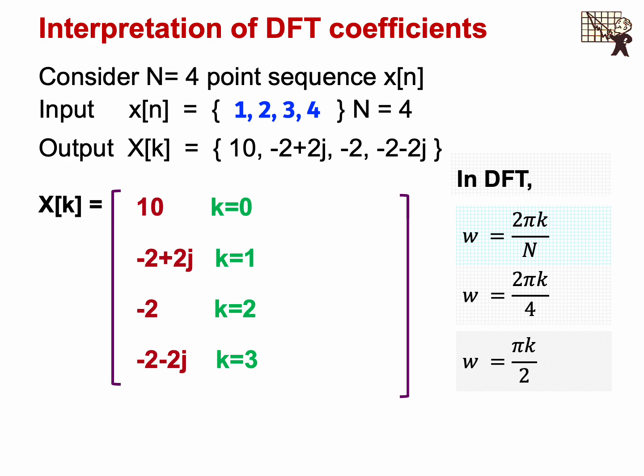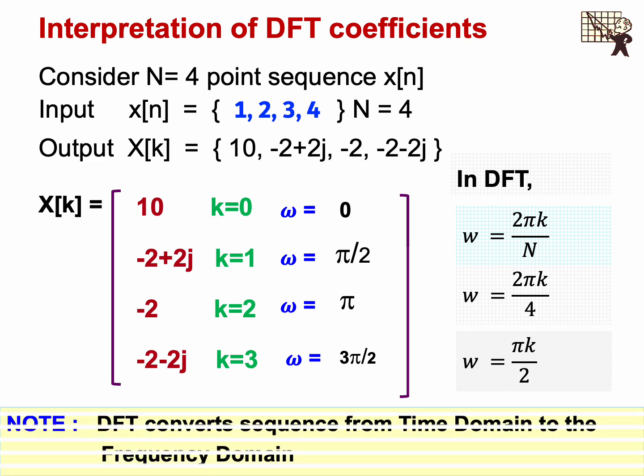When k is 0, omega is 0. When k is 1, omega is pi by 2. When k is 2, omega is pi, and so on. That means these are coefficient values for these values of omega. DFT converts a sequence from time domain to frequency domain. This X(k) is defined in the frequency domain and signal values are defined in the time domain.